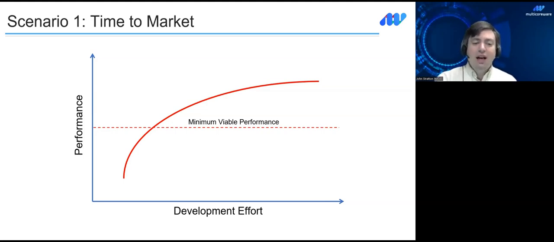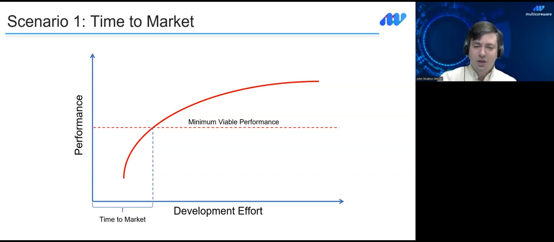Okay, given that your product has a minimum viable performance and this is what your productivity curve looks like overall, that productivity curve is going to tell you how much development effort it's going to take in order to reach that minimum viable performance. And that gives you your time to market. This is how long it is going to take you to develop the software system to the level of performance needed to be viable in the marketplace. That determines your time to market.